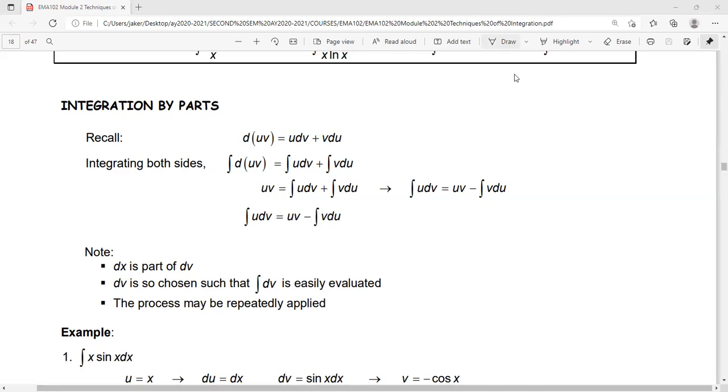Okay? Let me just check what is written here in the chat box. Okay, it's okay. They just access the recording. Okay, anyway, I always have a recording.